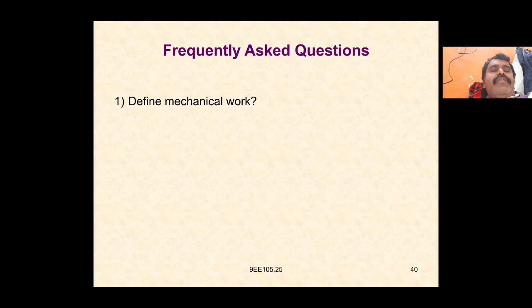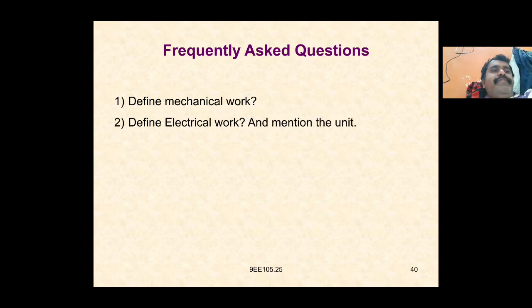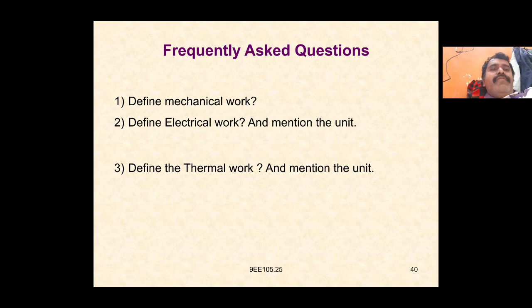Frequent questions are: define mechanical work, define electrical work and mention the units, define thermal work and mention the unit, define electrical energy and mention the unit.